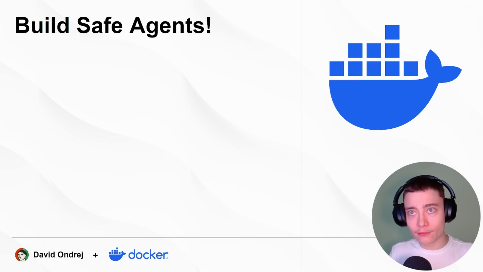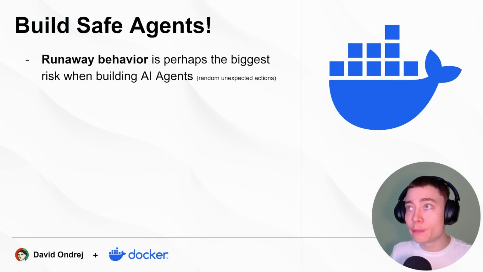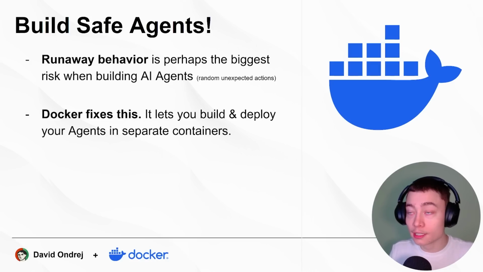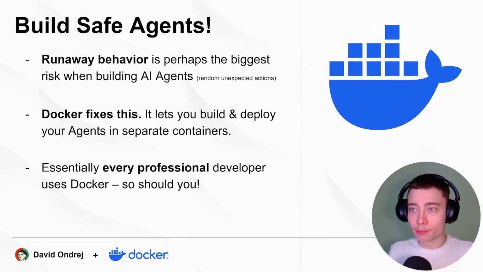But you have to build safe agents, because runaway behavior is perhaps the biggest risk when building AI agents. So maybe an AI agent deleting some important files, or an AI agent messing up your system, all of these can happen. Docker fixes this. It lets you build and deploy your agents in separate containers. Every single professional developer uses Docker, and so should you.